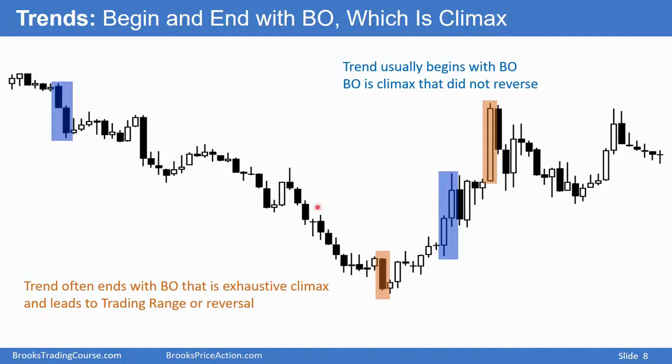And this big bear trend bar was the end of the bear trend. Here we have a big bull trend bar. In fact, it's the biggest bull trend bar of the entire trend, yet this breakout led to a climactic reversal and an end of the bull trend. The market entered a trading range.